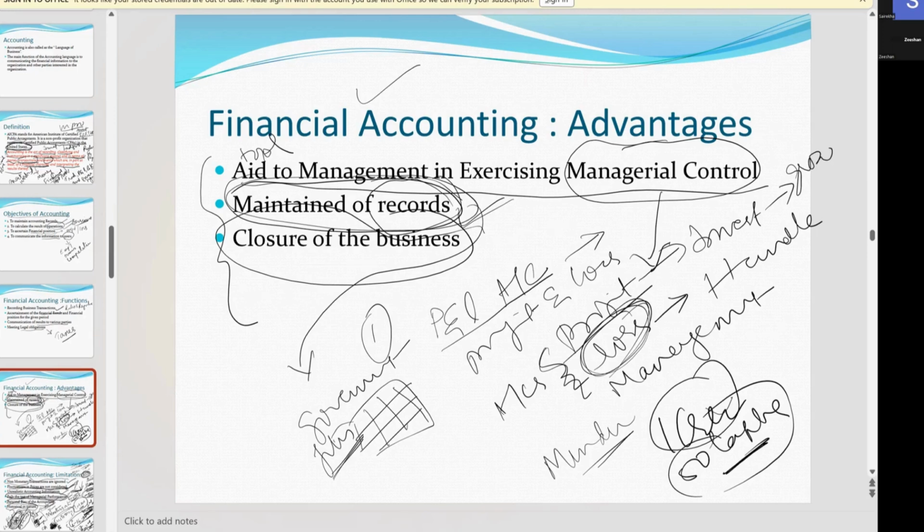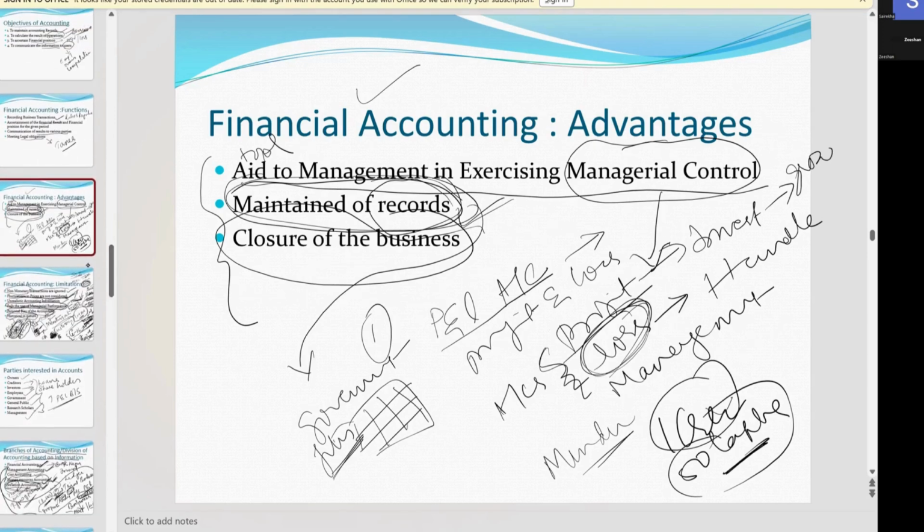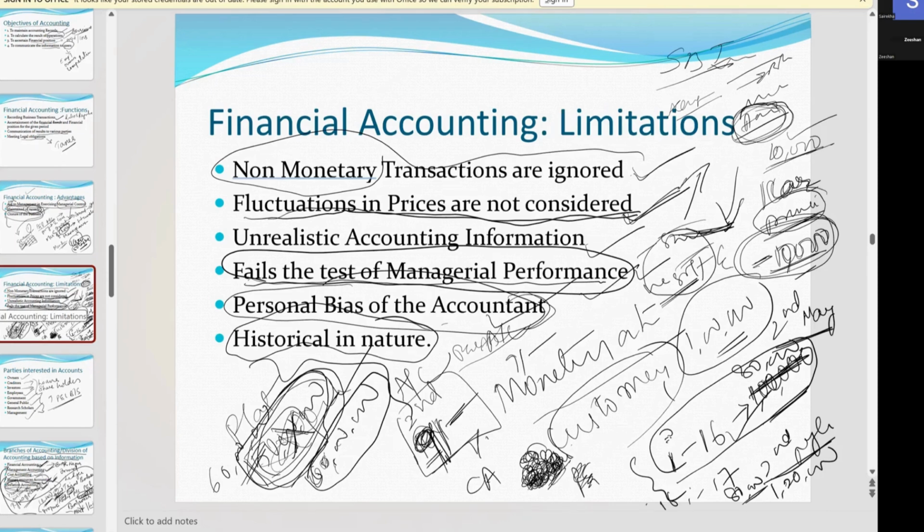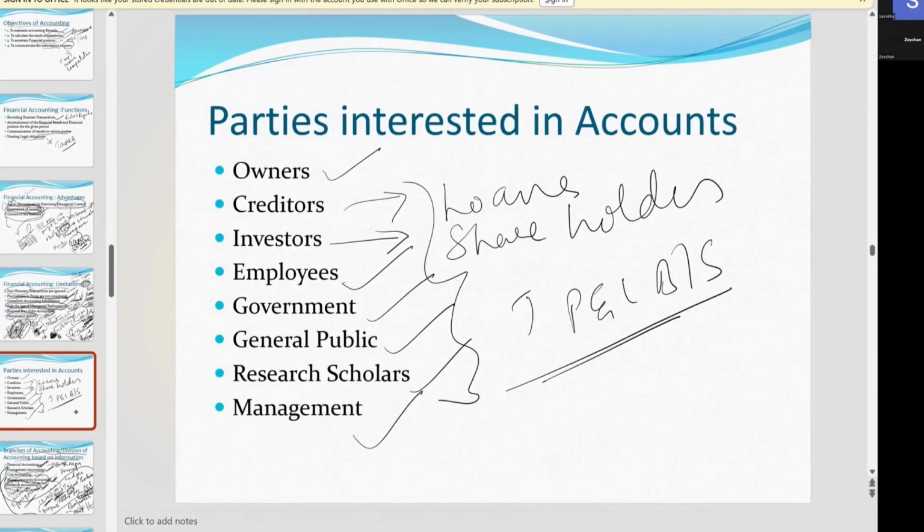Financial accounting advantages, limitations. And next is, who are the parties keenly interested in financial accounting?